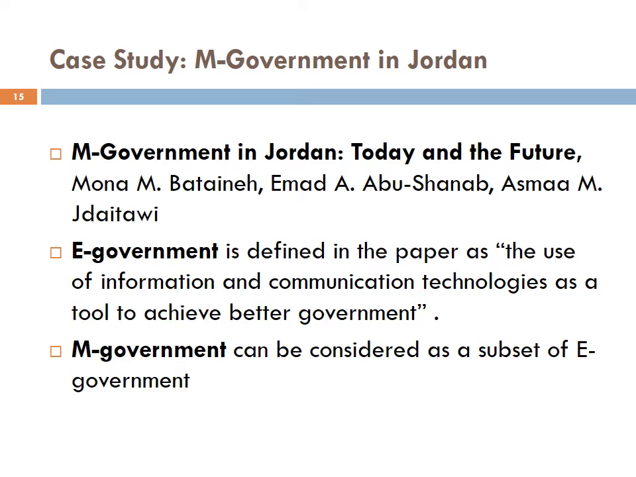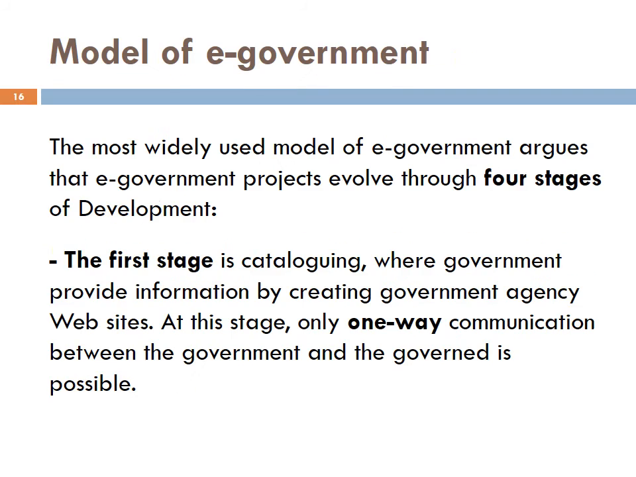Basically, e-government is defined in the paper as the use of information and communication technologies as a tool to achieve better government. M-government can be considered as a subset of e-government. The most widely used model of e-government argues that e-government projects evolve through four stages of development.